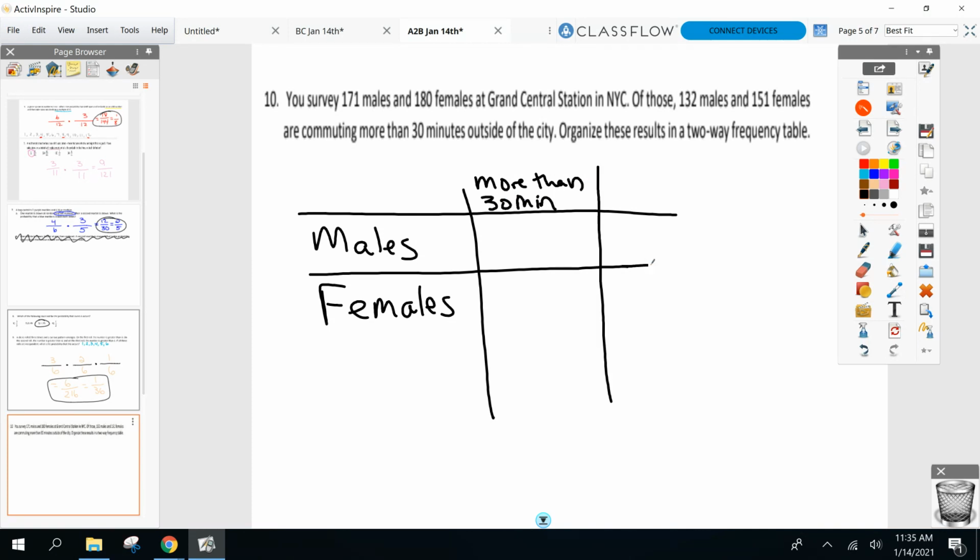What's going to be the other one then? Because I always need 2 for each, at least 2. More than 30. Where do you think the other one's going to be? If you're not commuting more than 30, less than 30. Less than 30-minute commute, right?